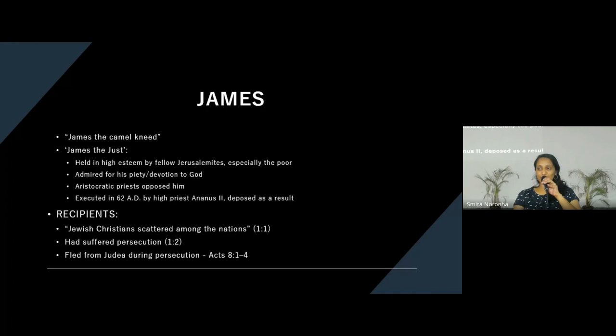This is why a lot of the priests who were in power, who were in places of authority and in the higher classes, opposed him, and he was put to death by the high priest Ananias II in 62 AD. But because he was so highly esteemed by people, they actually made a big noise about him being put to death, and the high priest was removed from his position as high priest.